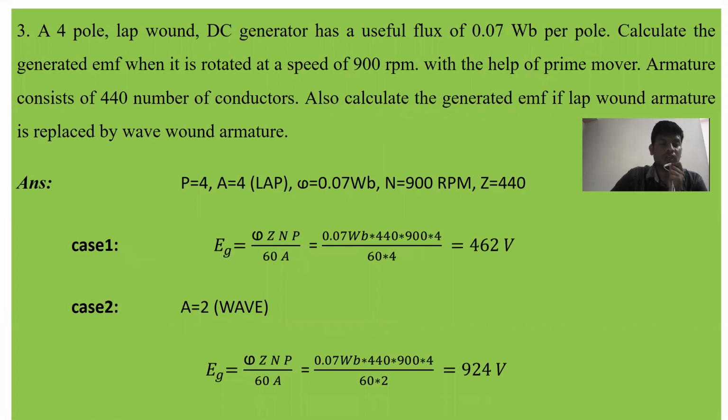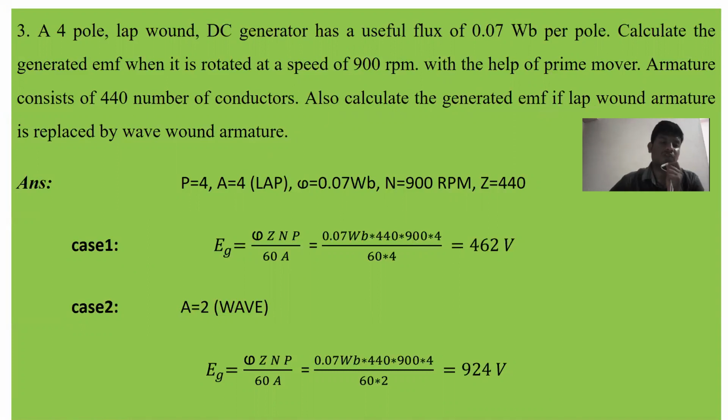A 4-pole lap wound DC generator has a useful flux of 0.07 Weber per pole. Calculate the generated EMF when it is rotated at a speed of 900 rpm with the help of a prime mover. The armature consists of 440 conductors. Also calculate the generated EMF if the lap wound armature is replaced by a wave wound armature. Initially it is a lap winding DC generator. Then after some time, the lap winding connection is removed and wave winding is placed. What is the induced EMF?